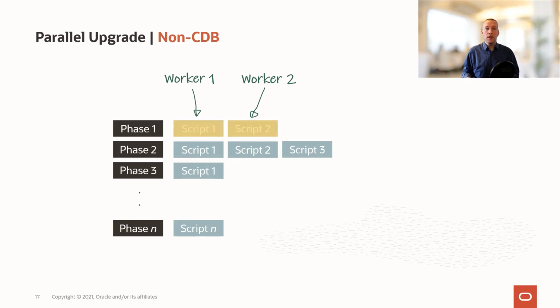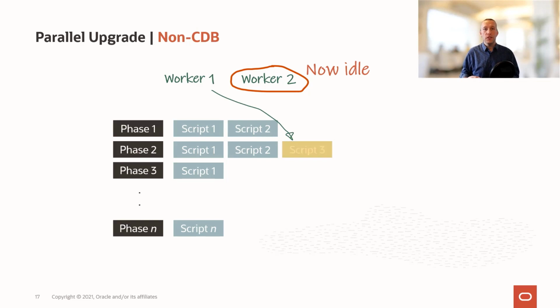So in a little while, when the 2 parallel processes are done in phase 1, they will move on to phase number 2. They'll start working on the scripts there. And now that worker 1 has completed script 1, it'll continue to script number 3. Now worker 2 is done, but since there are no more scripts in this phase, it's idling. There's nothing more it can do. It can't proceed to the next phase until all scripts in phase 2 have completed.